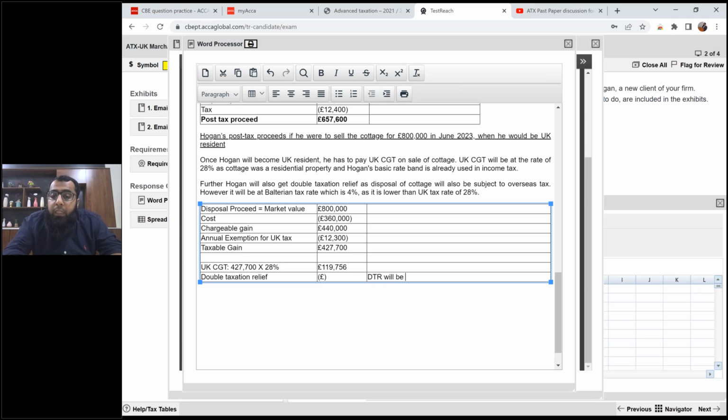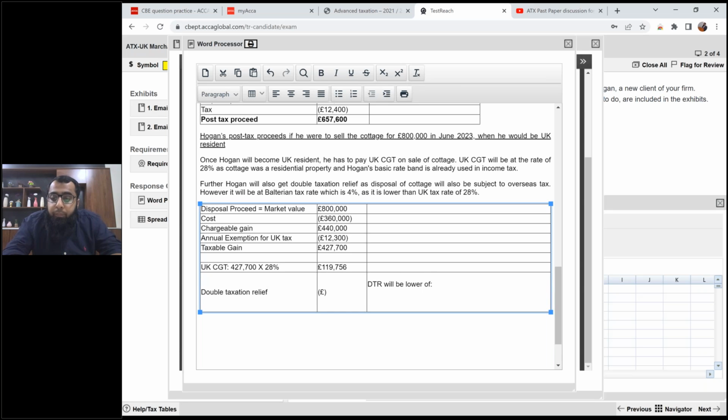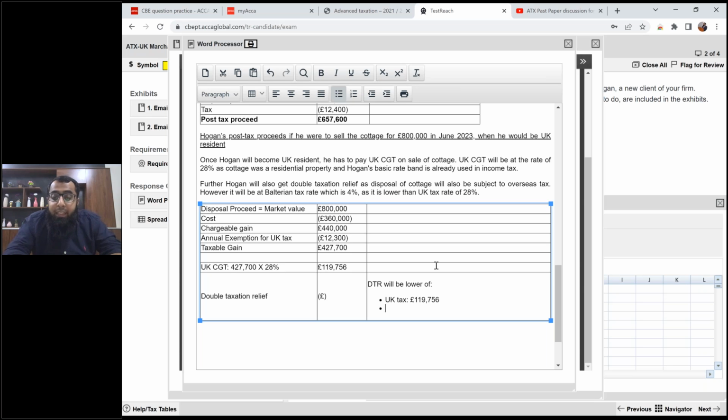DTR will be the lower of two things. What is the UK tax? UK tax is 119,756. Now here a student can make an error. The overseas tax will be on 440,000 because in Baltira there is no annual exemption. Do you remember? In Baltira there is no annual exemption.